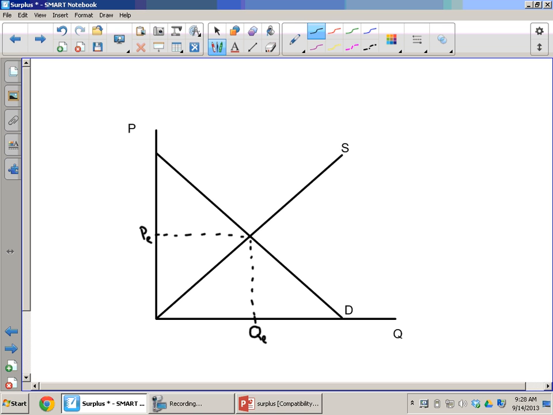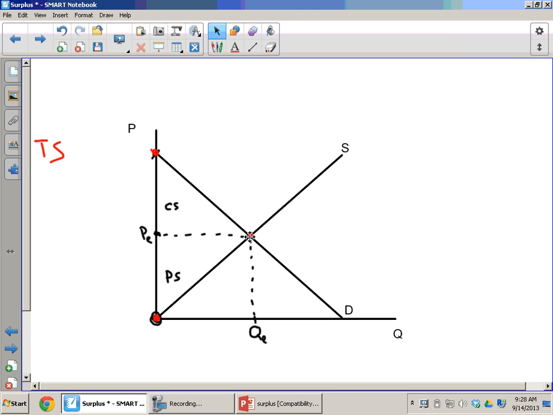We know that this triangle, I'm just going to mark it from here to the equilibrium over by the price, is our consumer surplus. That this lower triangle is our producer surplus, and that this larger triangle, let's mark it with red, this triangle is going to be total surplus. All right, so that is our total surplus.